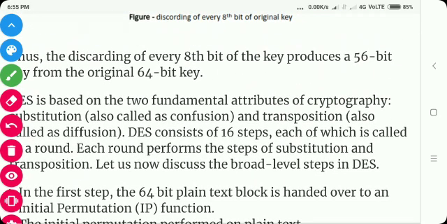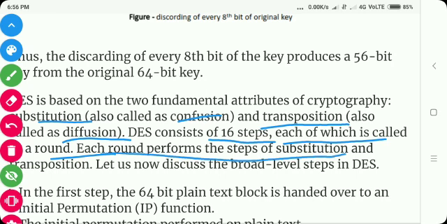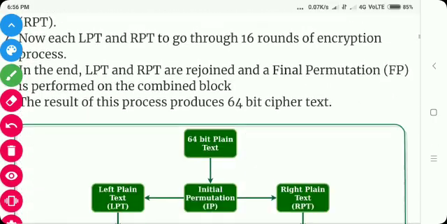So how does DES work? DES is based on the two fundamental attributes of cryptography, called substitution and transposition. That is also called confusion and diffusion. So DES consists of 16 steps, each of which is called a round. Each round performs the steps of substitution and transposition. We will see it with an example here.